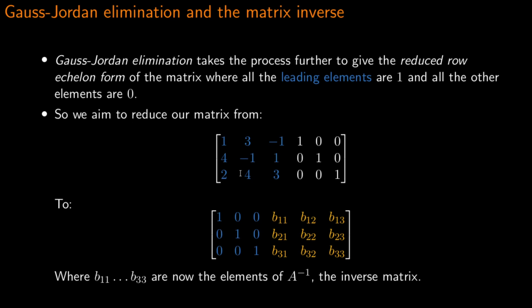So we want to perform elementary row operations to transform this blue half of the matrix into the identity matrix that we see here. After we have done that, the values over here on the right, shown in yellow, b11 to b33, will now be the elements of A to the minus 1, or the inverse matrix. So b11 to b33 will now contain the inverse of the matrix that we started with. And we then went on to talk about how that process works.